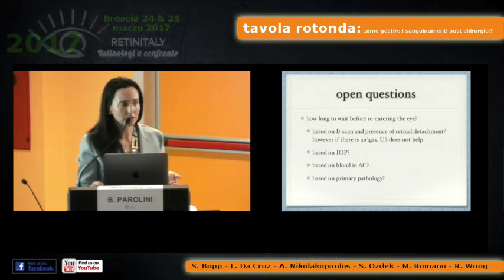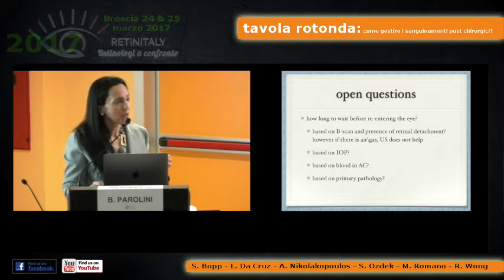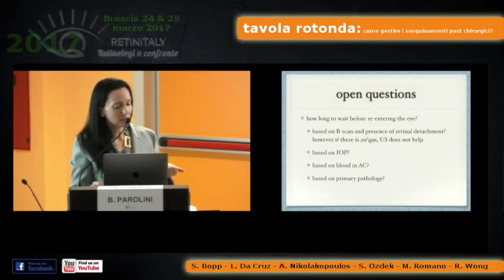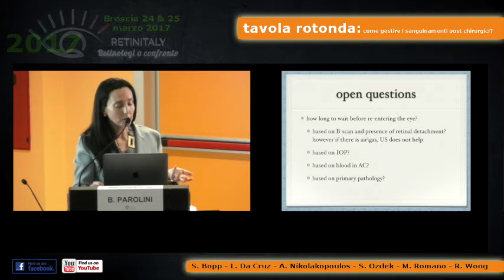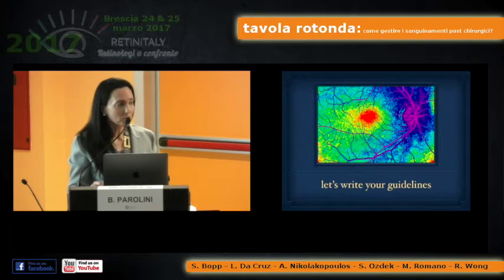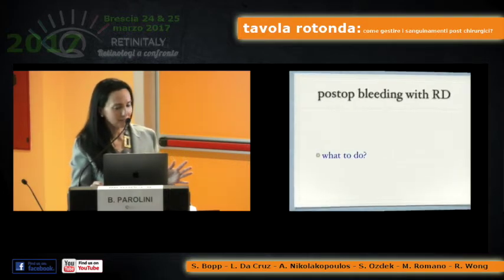So, which criteria do we use to decide whether to re-intervene immediately or not? Based on the presence of retinal detachment, on the IOP, low or high, on the presence of blood in the anterior chamber, and or on the primary pathology, diabetics versus not, or what is the vision in the other eye, if the patient is totally blind or not. So let's write down together some guidelines.